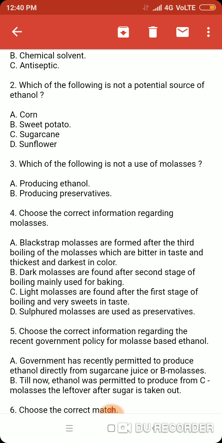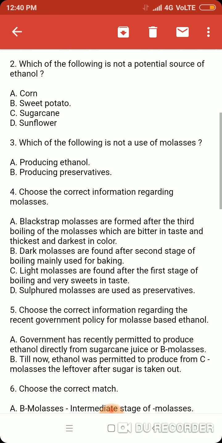Question 2. Which of the following is not a potential source of ethanol? This is actually an important question because the four options I have given are not exclusive. Besides these, all crops which contain sugar and alcohol content are usually a potential source of ethanol. A large variety of crops, even fruits like pomegranate, are also sources of ethanol. Corn, sweet potato, sugarcane, sunflower, all are potential sources of ethanol.